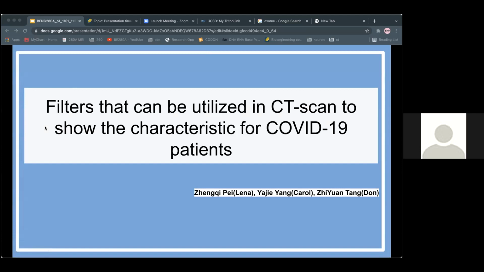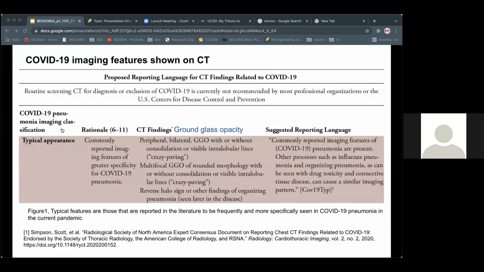Our topic is on filters that can be utilized in CT scan to show the characteristics of COVID-19. There are some typical features that can be seen. Features are generally shown bilateral and in the peripheral region of the lung. A specific feature like ground glass opacity, which we're going to call GGO later on in our presentation, will be shown in the picture. In the middle stage, GGO with visible intralobular lines is called crazy paving. Later on, the stage will be shown as consolidation and maybe cavitating lesions.